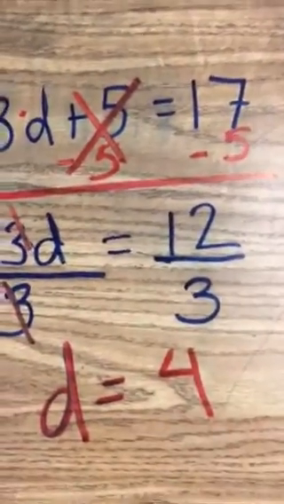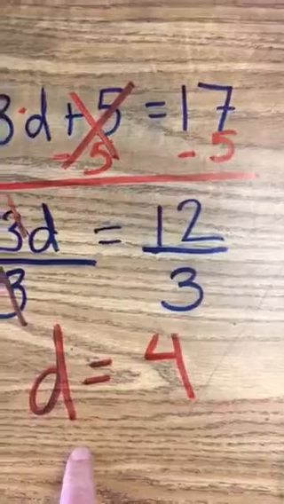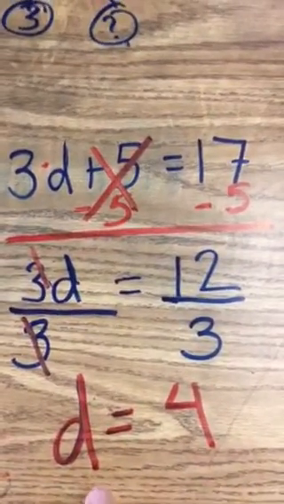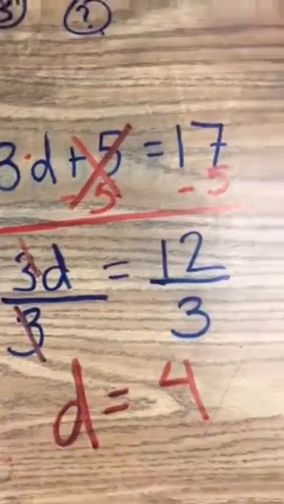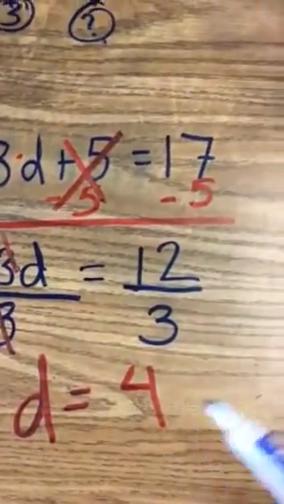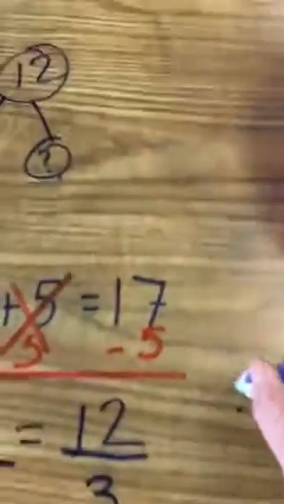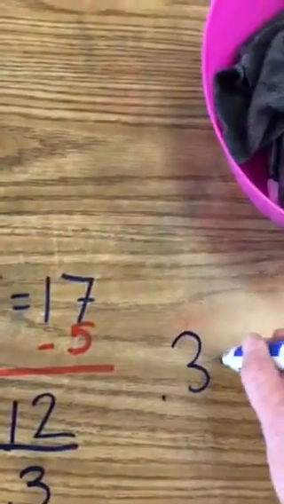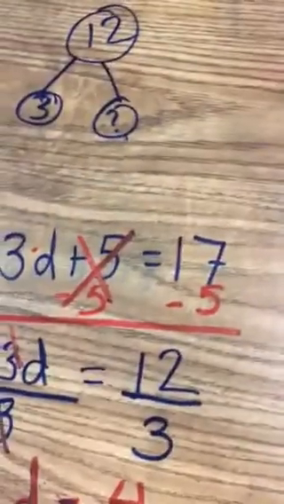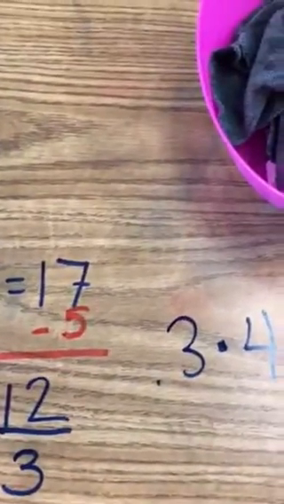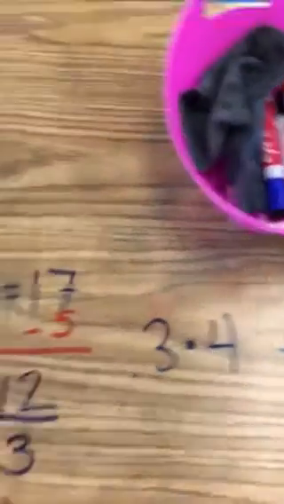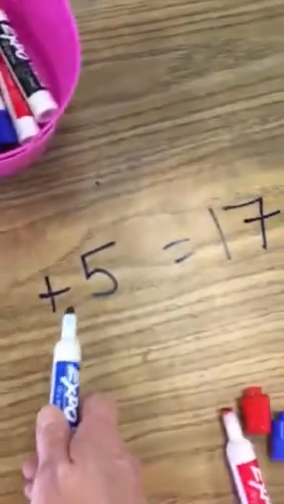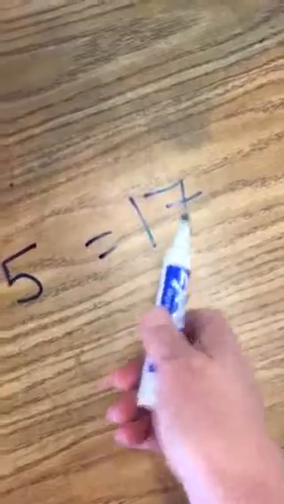Therefore, I know that my variable has now been isolated. It is on one side of the equal sign with the value on the other. And if I were to go back in and plug in that value of d equals 4, I could rewrite my problem. Here's my original equation. So I could rewrite it as 3 times 4 plus 5 equals 17. And if we solve for that, 3 times 4 is 12, plus 5 more, 17.